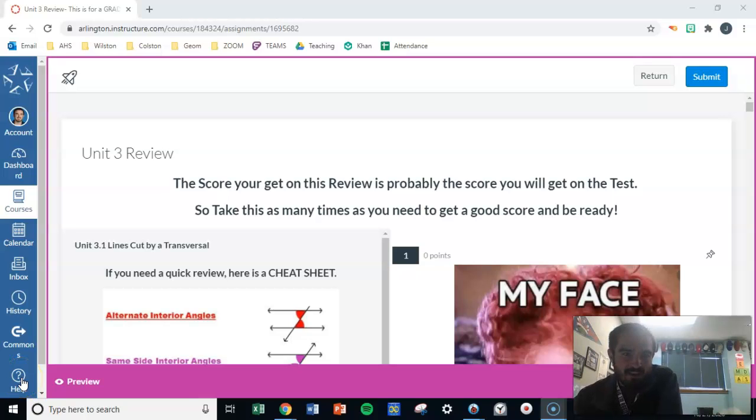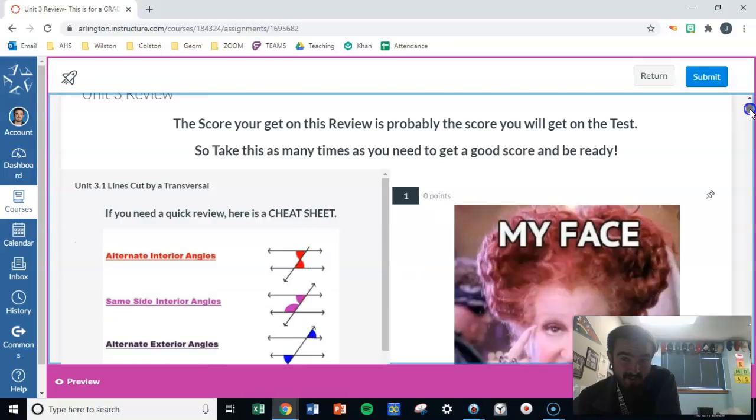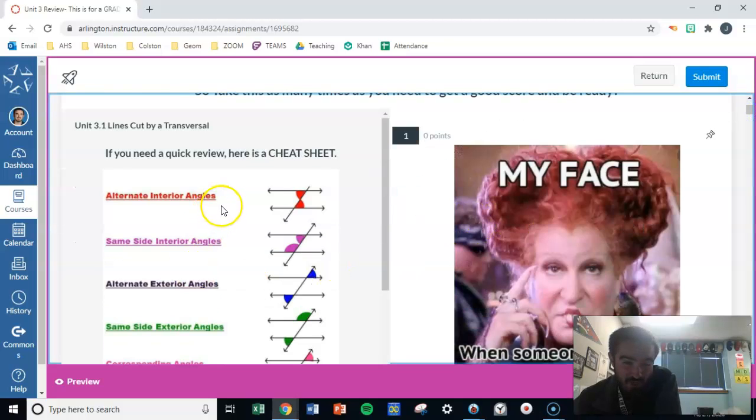All right, hi everyone. We are going to take a look at the Unit 3 review so you are ready for your Unit 3 test. Remember that you have multiple attempts on this and you can actually use this review on your test. So all these little cheat sheets, you can use them on your test. The test is going to look very similar to the review. So hopefully you have success.